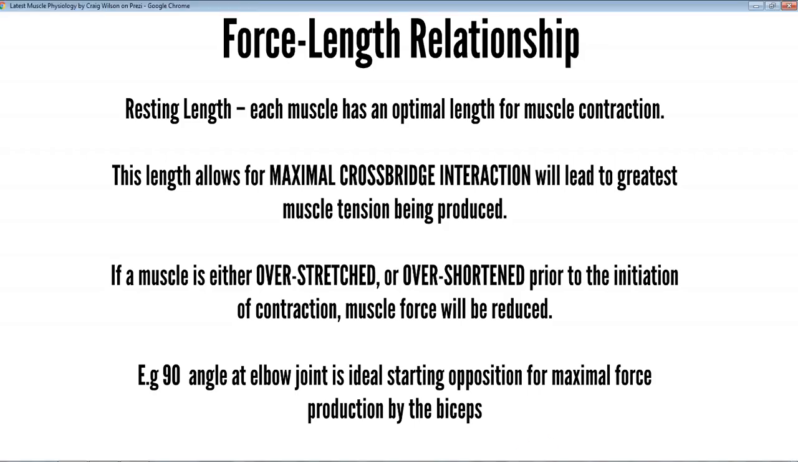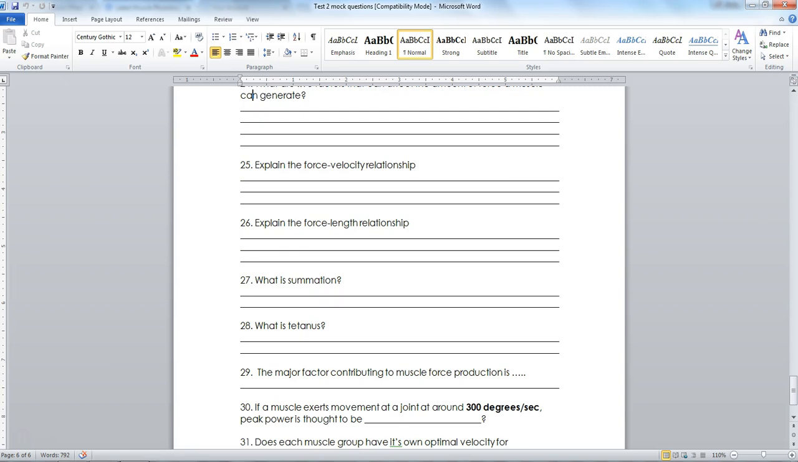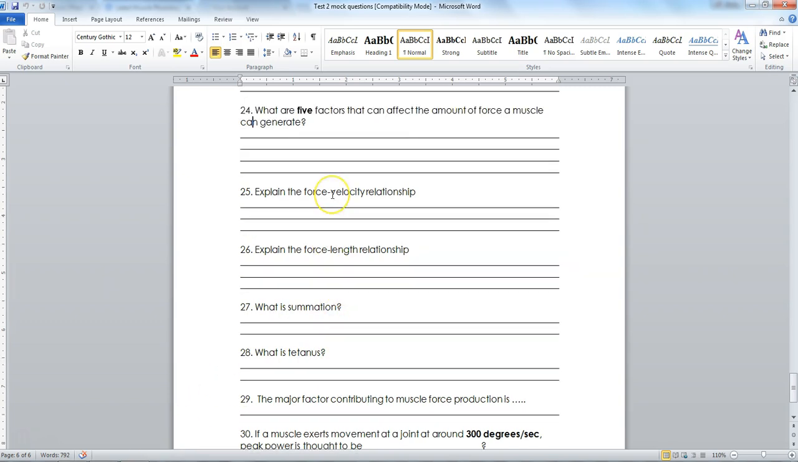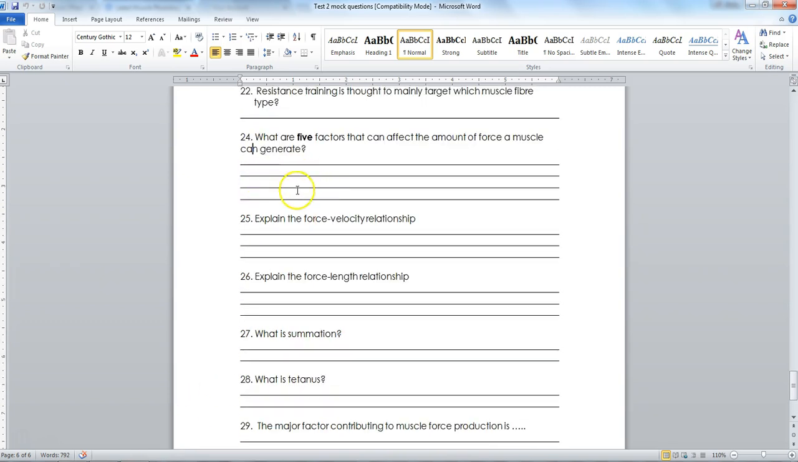Okay, so going in to finish off these questions here, guys, we can add the length of the muscle to one of the 5 factors here, and we can now explain the force-length relationship by saying if a muscle is overstretched or overshortened when the contraction starts, force is lost.